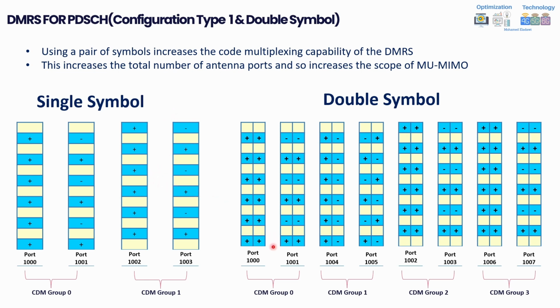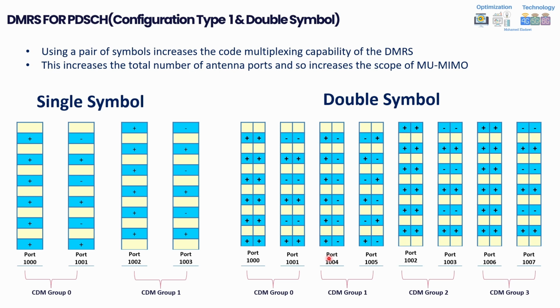And if you are speaking about the double symbol, we just increase the number of resource elements here, and this is using port 1000. This increases the chance to have more ports because you have more symbols. More symbols means you can have more ports as well. So this will double: instead of 4, it can now be 8, because it is like time division multiplexing along with code division multiplexing and frequency division multiplexing.